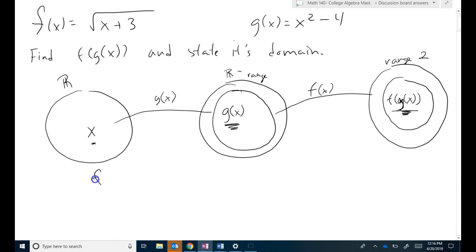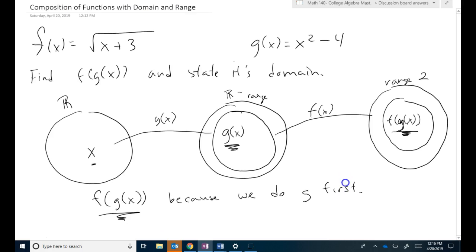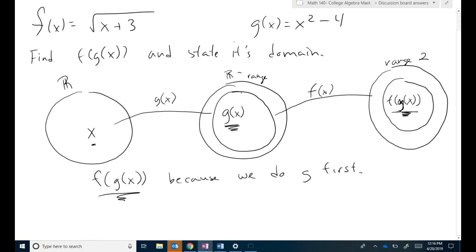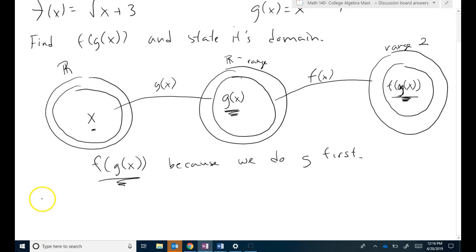How we write this, though, is we write it f of g of x because we do g first. Okay, so that's important. We're going to do g first, and that's why we write it like this. So when I go in here, what you're going to first think about is, if I have to do g first, I've got to make sure that I can do g. So the values that I'm going to have for my x's are going to be the domain of g. So we've got to start with the domain of g.